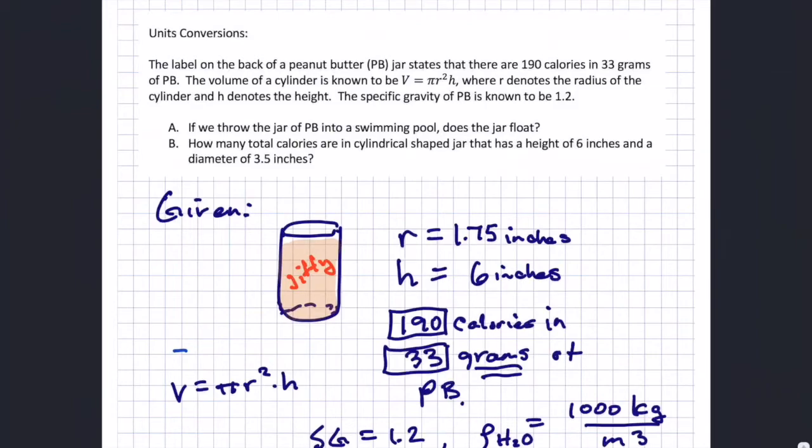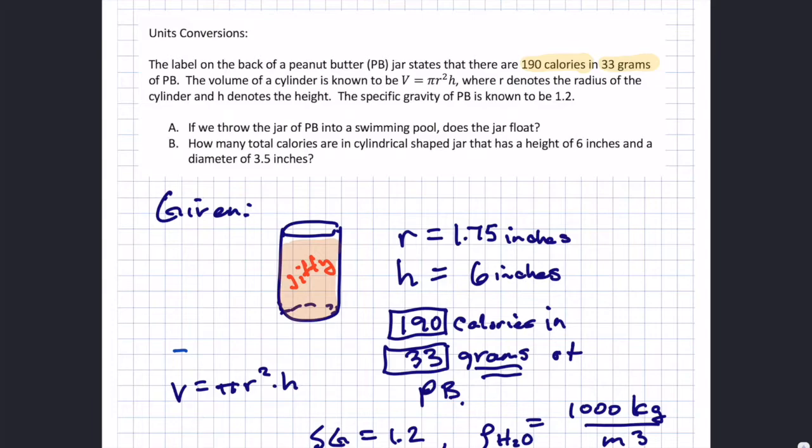Okay, this is a unit conversion example. It's got lots of elements to it that would be good for an exam. All right, so the idea here is that we know that there are 190 calories in a certain mass of peanut butter, 33 grams of peanut butter. We're going to eventually want to know how many calories are in the jar of peanut butter.